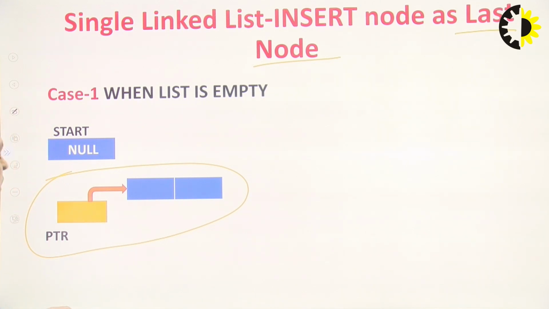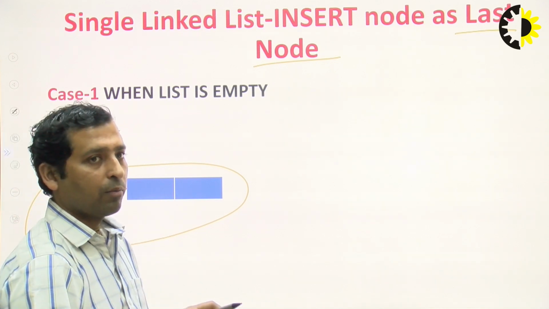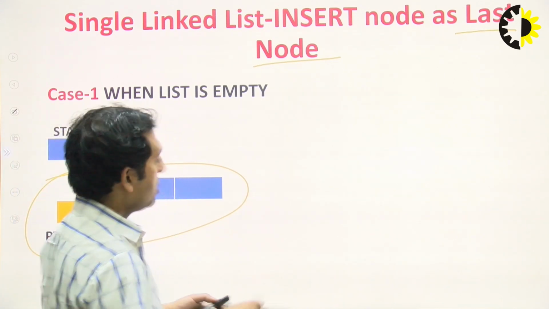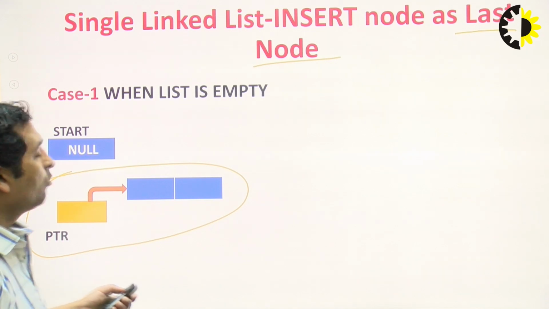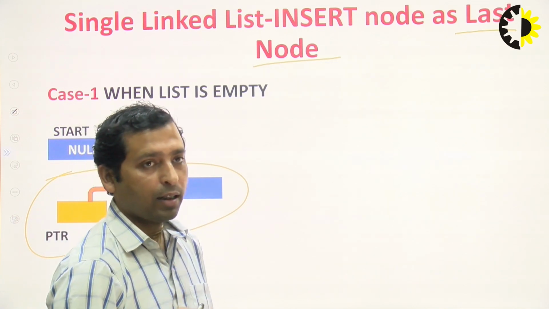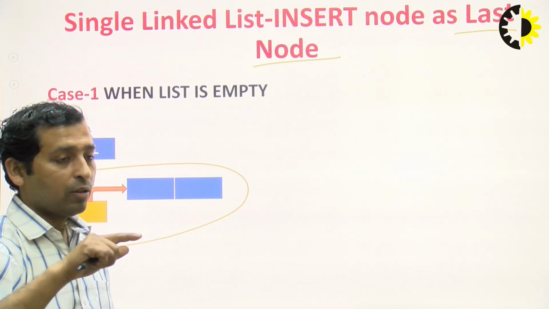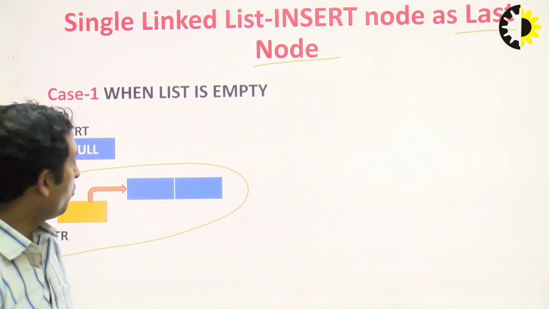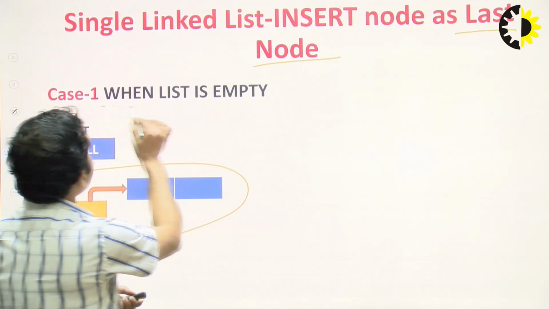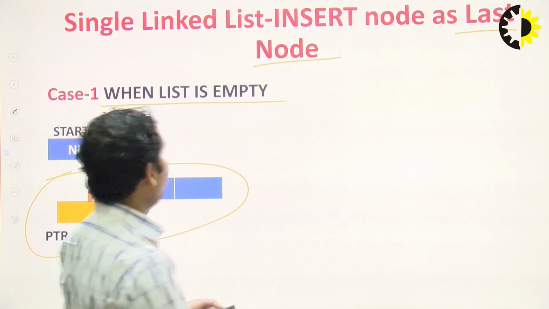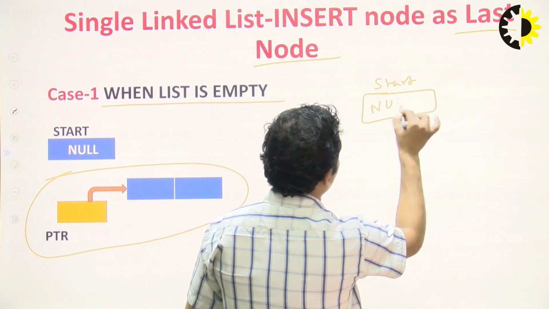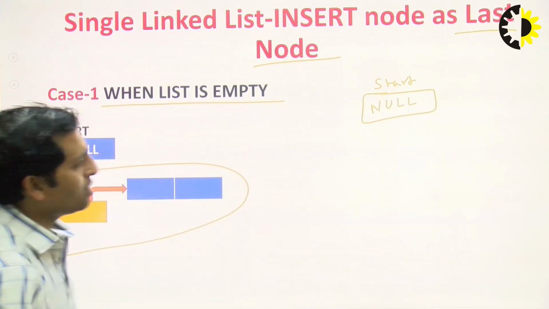So create the new node, fill the new node, then assign the address. Now the newly created node becomes the last node, and we know the last node of the linked list has the null pointer in its address part. So we can prepare here in the same manner. Case 1, when the list is empty. List is empty means simply start having the null. As we have already seen, start having the null means no node is there.